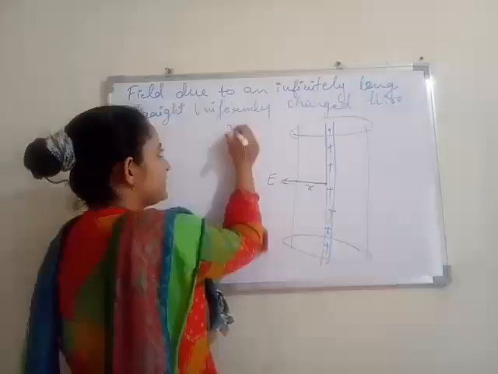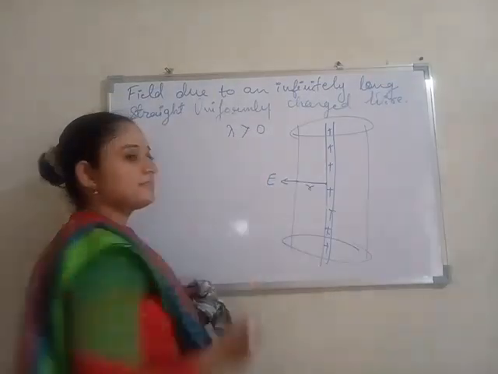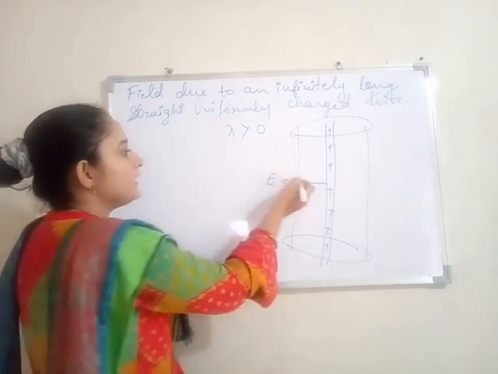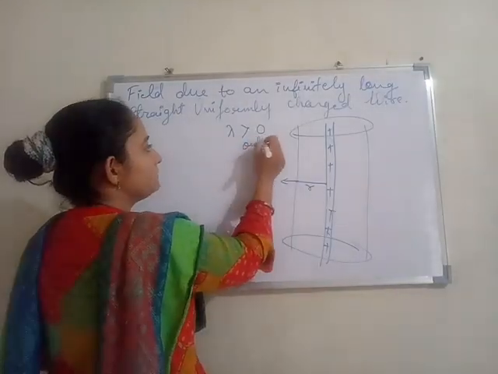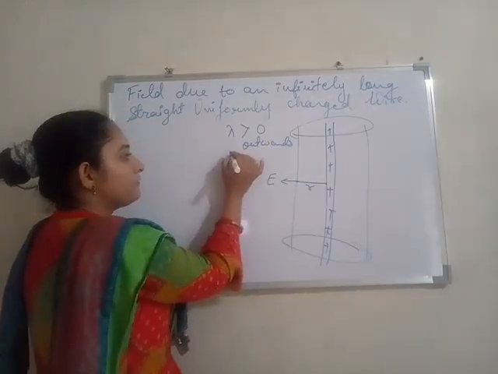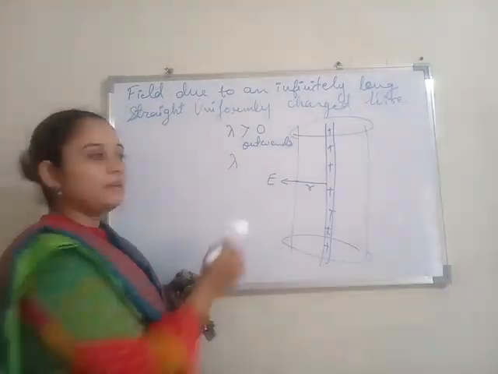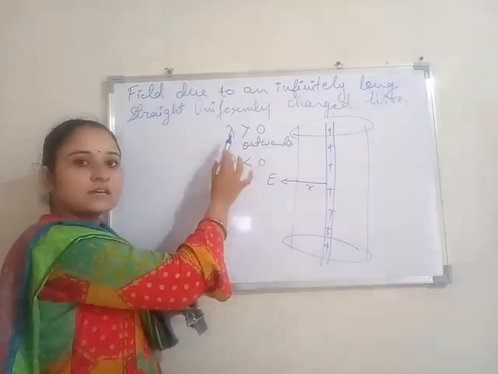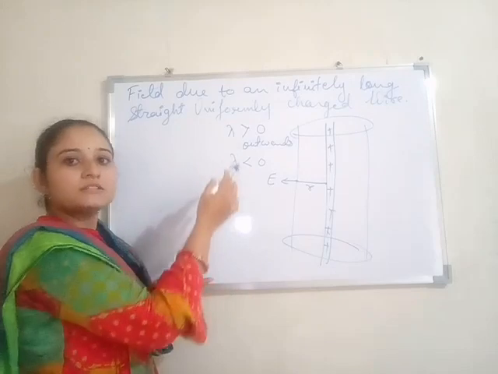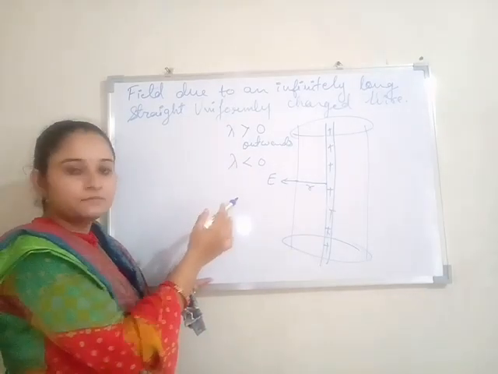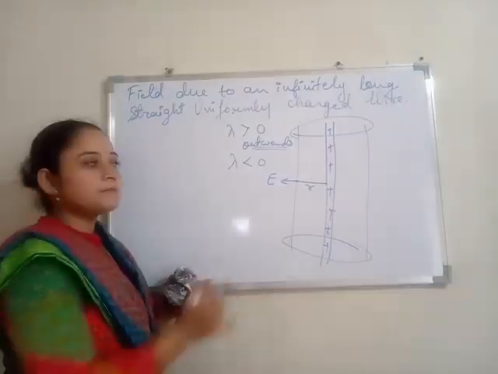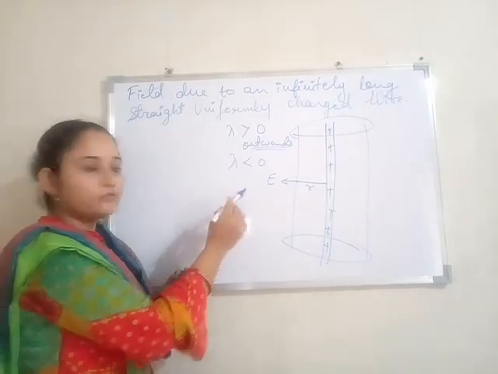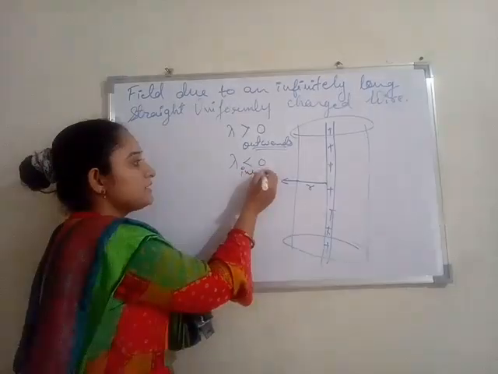If surface charge density lambda is greater than 0, the electric field is outward. Here you can also say that if the charge density is greater than 0, or the charge density is positive, then the field is outwards. If lambda is less than 0, or you can say negative, then the field remains inwards.